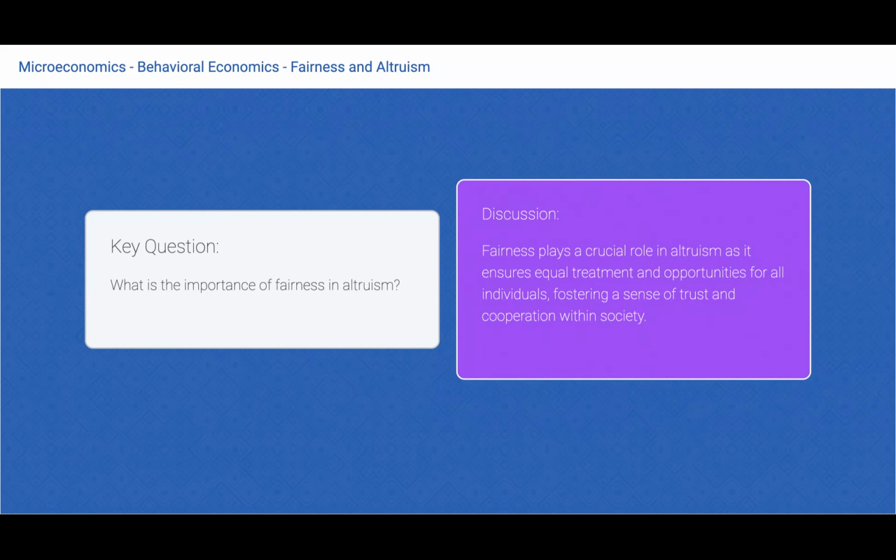Altruism, the selfless concern for the well-being of others, is closely linked to the concept of fairness. Fairness ensures that altruistic actions are distributed equitably and that individuals are treated justly. It is important to consider fairness when practicing altruism to promote a more inclusive and harmonious community.